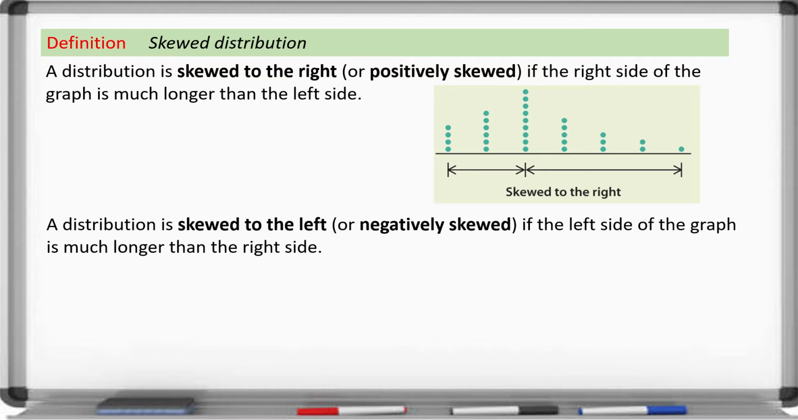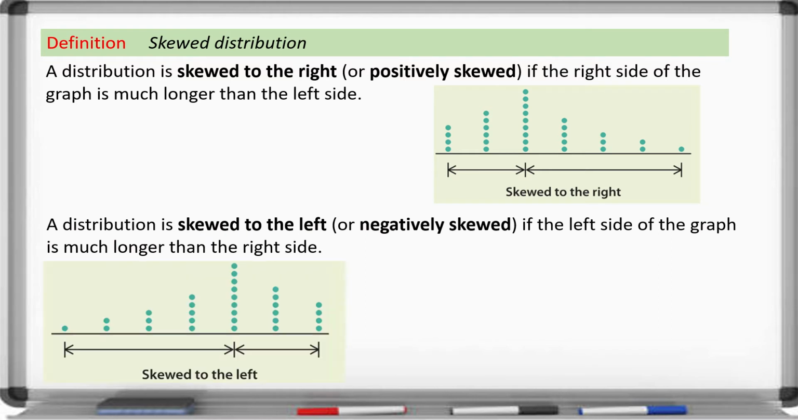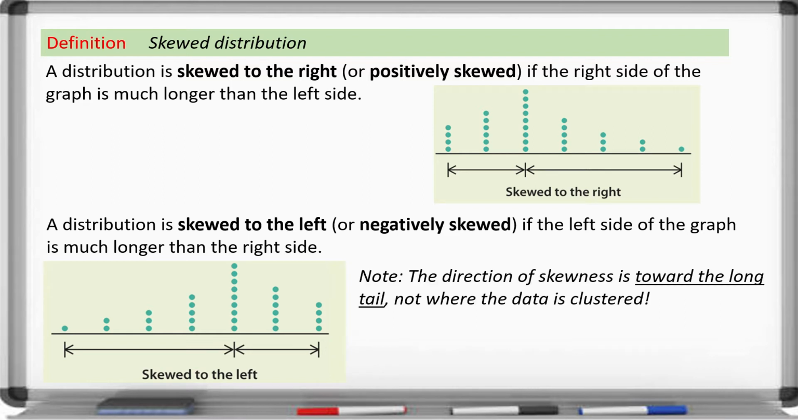A distribution is skewed to the left, or negatively skewed, if the left side is longer than the right side, such as the graph below. Note that the direction of skewness is towards the longer tail, not where the data is clustered. So if I'm saying skewed left, I'm really saying that the left tail is longer. It's not where the peak is or where the mountain is. It's actually where the tails are.